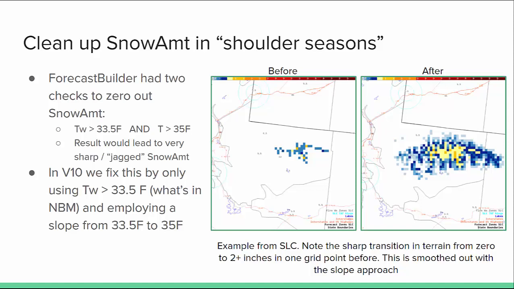Again, as I noted, you have these sharp differences from grid point to grid point, and it gets a little bit more smoothed out, and that is just from employing that small slope from 33.5 to 35 in the surface wet bulb. So that should resolve this issue for everyone, and any of those grid points in the after image are all having snow, some part of snow, mentioned in the actual weather grid forecast.